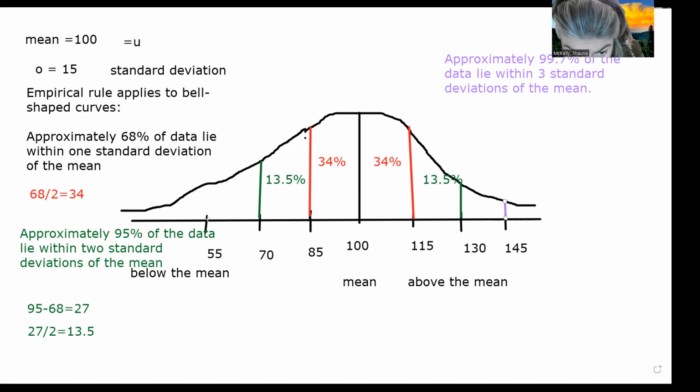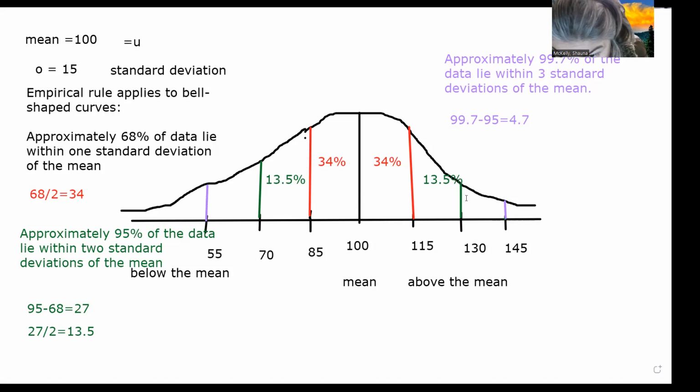Now, this is supposed to be 99.7. Well, I know all of my other percentages. So I'm going to do something similar to what I did with the green. I'm going to say 99.7 minus 95. That's going to be a difference of 4.7%. Okay, this is 4.7.